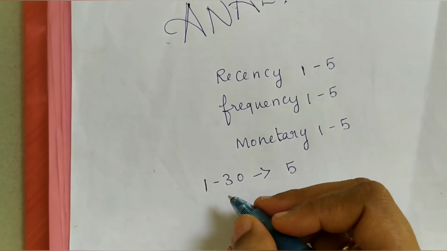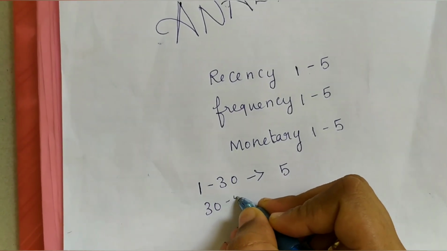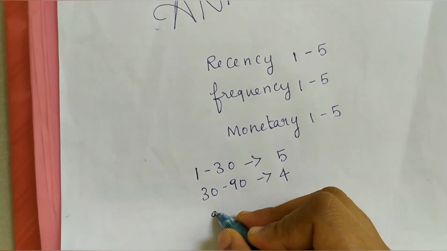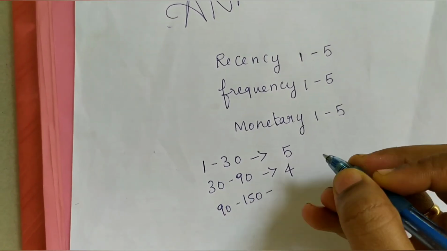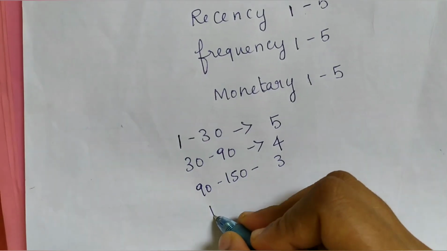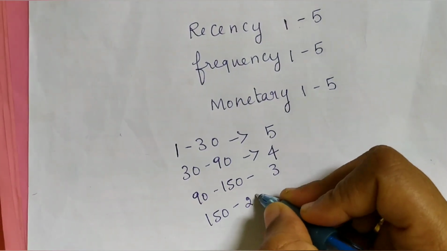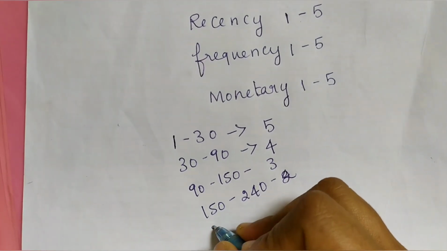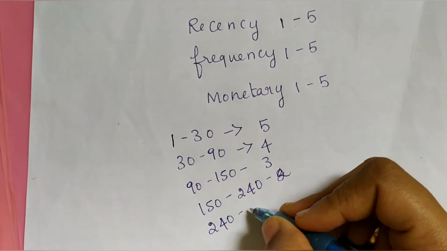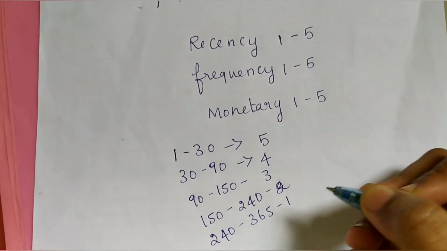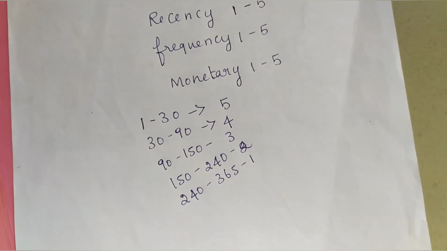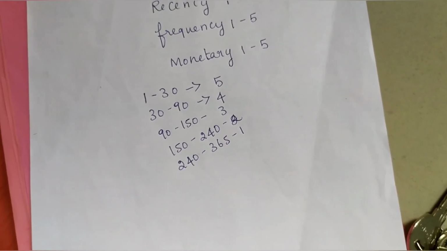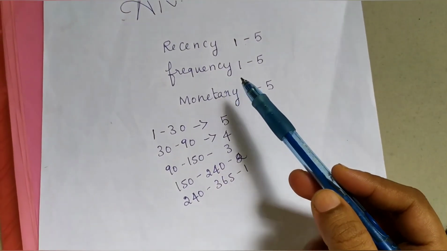If he has transacted within the last 30 to 90 days, you can give him a point of 4. Then 90 to 150 days as a 3, 150 to 240 as 2, then 240 to 300 or 365 as 1. So like this you have to bucket the days based on your organization's expectation, and then give them the points. Same for frequency, how frequently the customer is transacting.